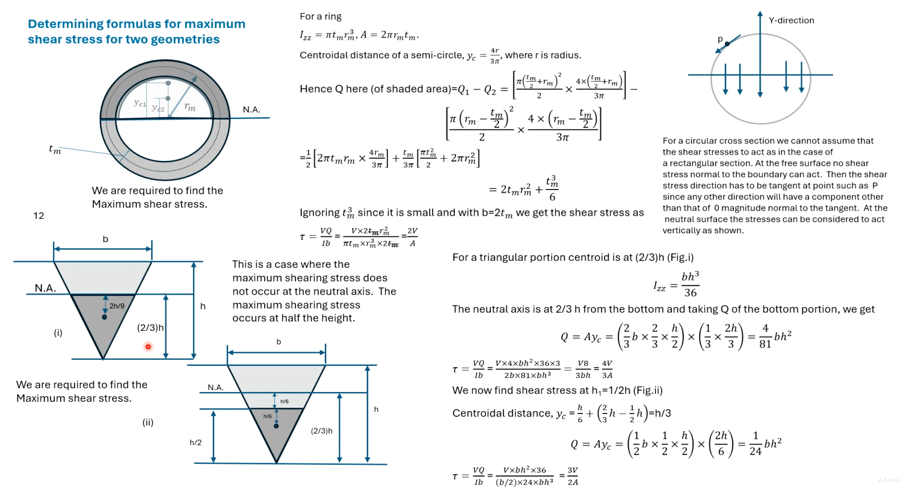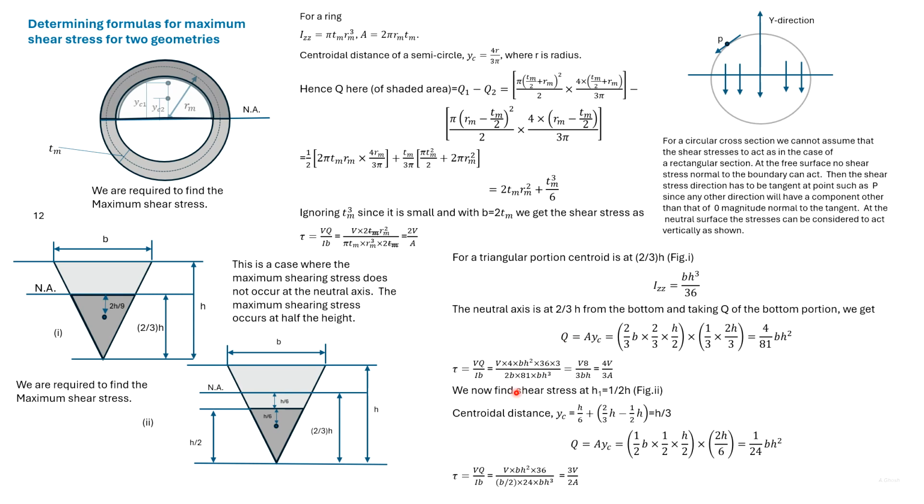Centroidal distance is 1/3 of 2/3 H. So we get Q as 4 by 81 Ph square. Tau is equal to VQ by I B dash. B dash here is 2/3 P. Substituting Q, I and B, we get this expression.